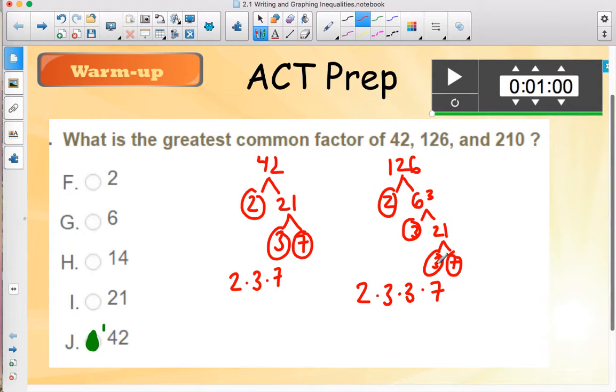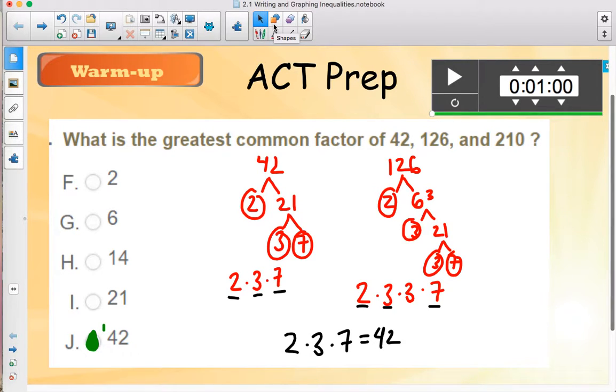And then I look and see what do they have in common. They have a 2 in common. They have a 3 in common. They don't have another 3, but they have a 7 in common. So the greatest common factor of 42 and 126 is 2 times 3 times 7, and that's actually 42. If I did a similar tree for 210, I would find again it has a 2 times a 3 times a 7 in it. So that would be the greatest common factor of all 3 numbers. That's the long way to do it, so I don't recommend doing that. If they give you options and it's a multiple choice question, use those options to your advantage. So that's just a little ACT prep, test taking strategy, and a little pre-algebra review.